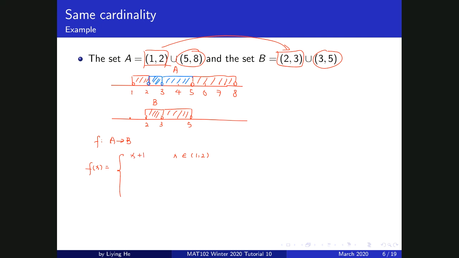So if you look at the graph here, basically we just shift this to the right by 1 unit. 1, 2, shift to 2, 3. So that's exactly what we need to do, okay? What about the other half? When x is in 5, 8.